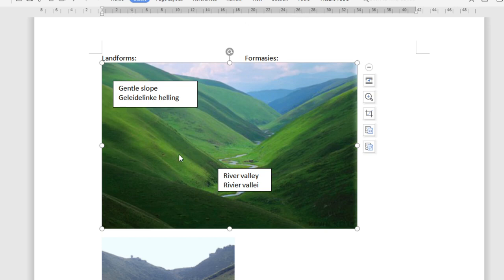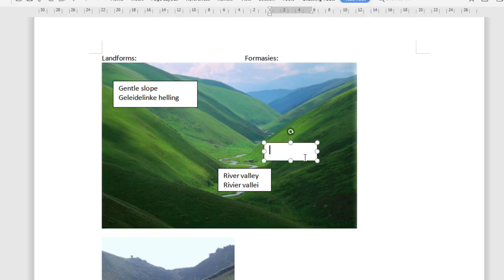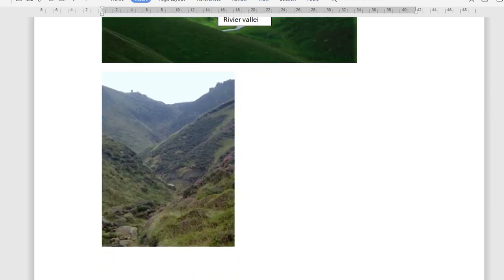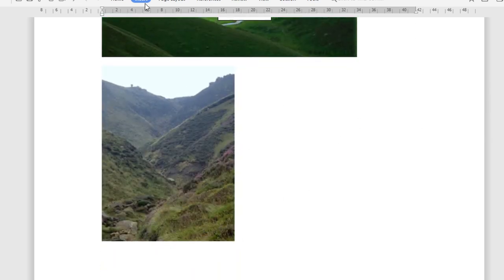Now I clicked on the wrong thing, so we must just wait until that comes back again. Okay, so those are the formations, the landforms that we've got. So yeah, there we go. Let's just close that. Okay, so you saw this part that comes in between them is a uitloper, so it's a spur. I'm going to show you this on a couple of different pictures because obviously every picture looks different because every valley looks different. Okay, so kom ons kyk na hierdie ene.